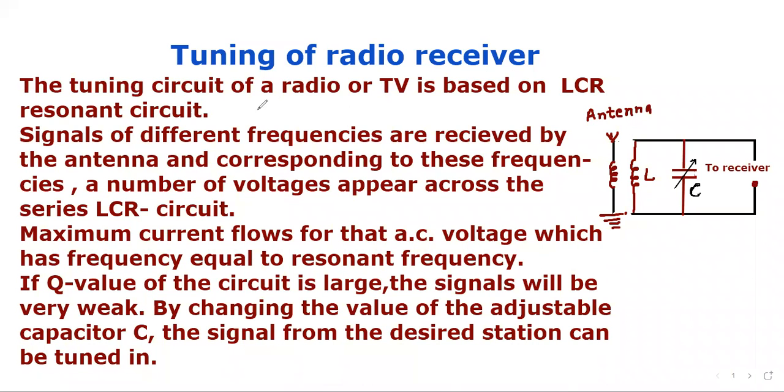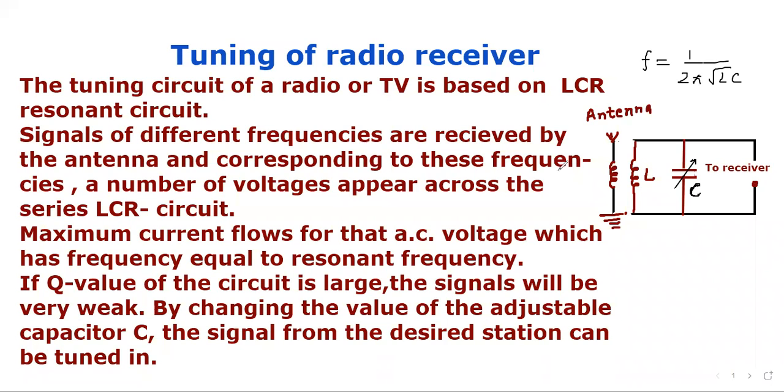Tuning of radio receiver. The tuning circuit of radio or TV is based on LCR resonant circuit. And if you remember, resonant frequency F is given by 1 upon 2 pi root LC. Signals of different frequencies are transmitted from different stations and they are received by the antenna. Here antenna is shown, this is inductor.